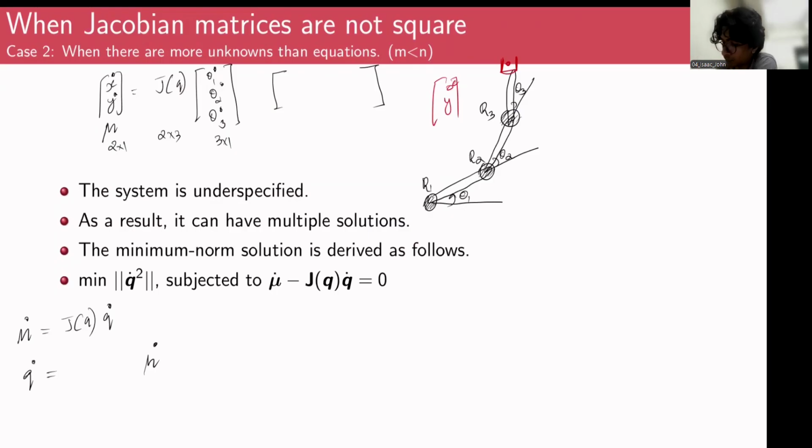So what can we do? Now, let's see what type of system we are dealing with. This system is basically underspecified. When the number of equations is fewer than the number of unknowns, the system is underspecified. As a result, it can have multiple solutions, right?